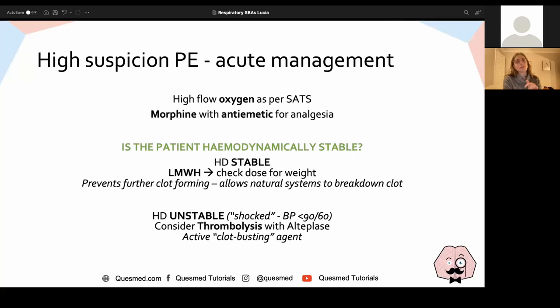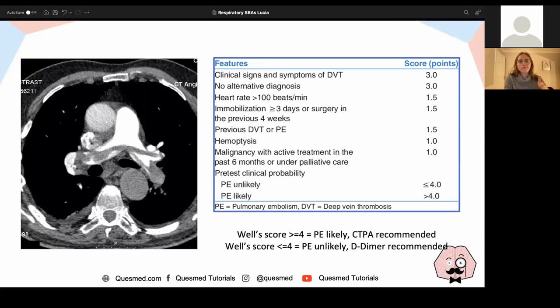This is something you will become familiar with as doctors all the time, which is the Wells score. You'll be calculating it multiple times and you need it to convince radiology you need that CTPA. If the Wells score is greater than or equal to 4, then PE is likely and you should get a CTPA. But if the Wells score is less than 4, then you should really be getting a D-dimer first to check whether it's elevated. The picture here on the left shows a very nice saddle embolus that goes all across the pulmonary tree.